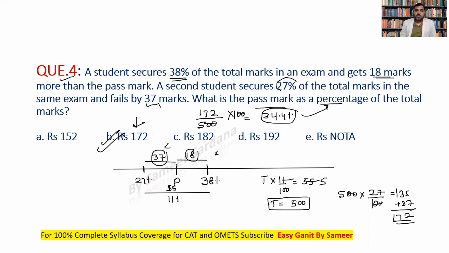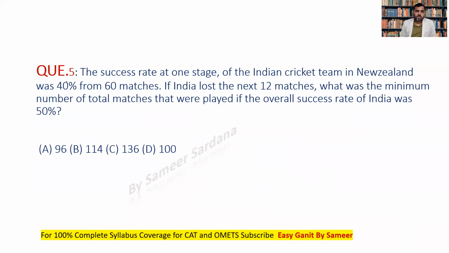Now let's have a look at the next question. Question number 5. It says the success rate at one stage of the Indian cricket team in New Zealand was 40% from 60 matches. That means out of 60 matches that India has played, the success rate is 40%.